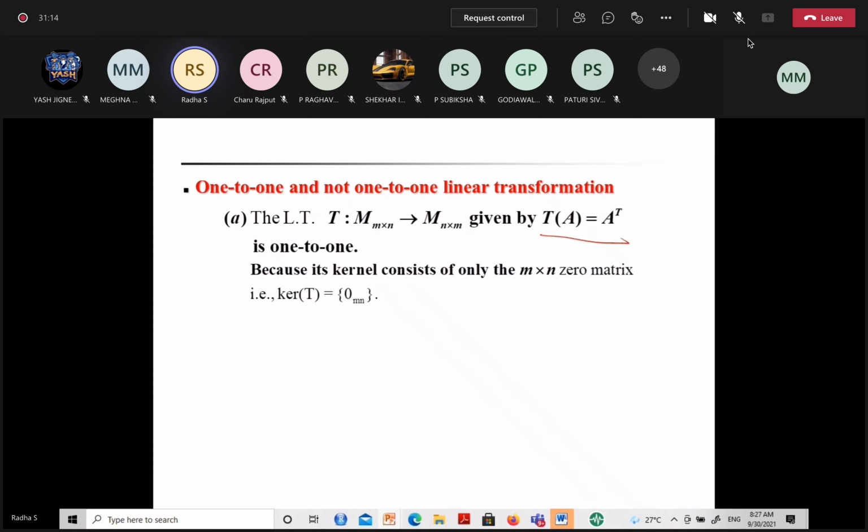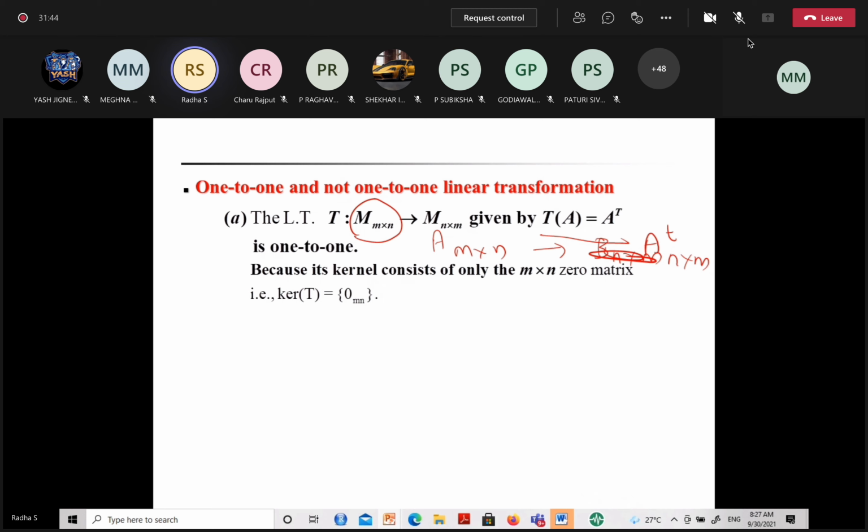Think about this: T of A equals A transpose. What type of matrix is A? A is an M by N matrix. So it will go to some other N by M matrix, which I can call A transpose. A goes to A transpose; M by N goes to N by M matrix. What could be the kernel of this linear transformation?